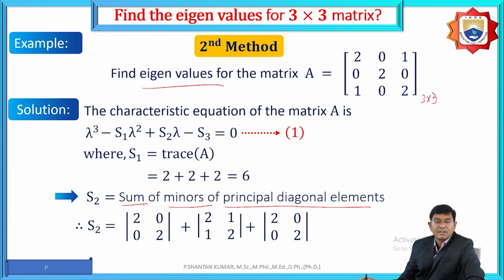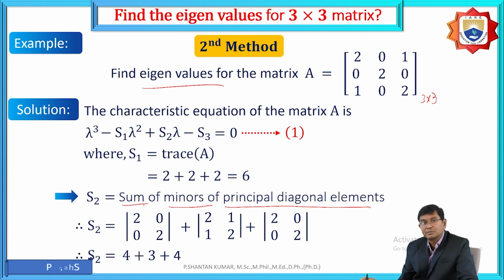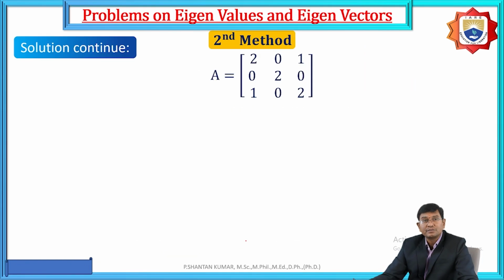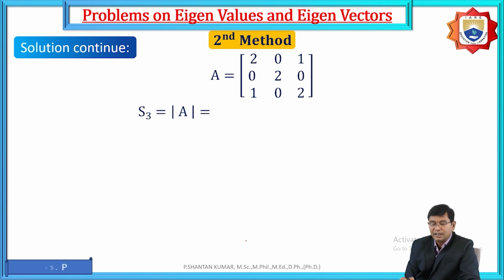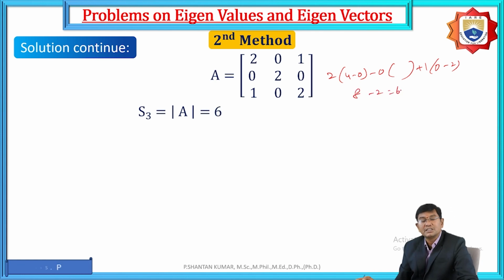Calculating one by one, the first is 4, the second is 3, and the third is 4. Now the addition of these three is equal to 11. That means S1 and S2 are done. Further, we need to find S3. S3 is nothing but the determinant of the matrix. By the general method for 3 by 3, it is 2 into 2, that is 4, minus 0 into something, which is 0, plus 1 into 0 minus 2. Therefore 8 minus 2 is equal to 6. So S3 is equal to 6.